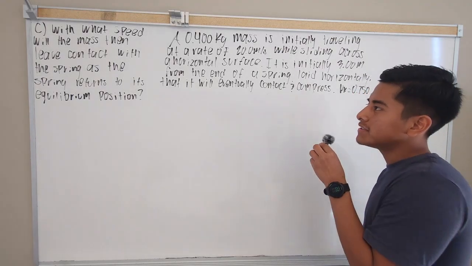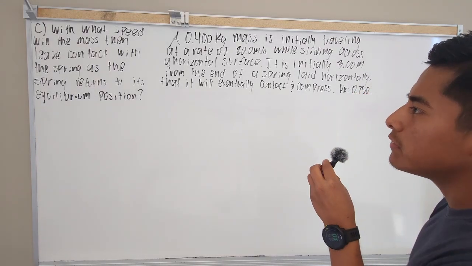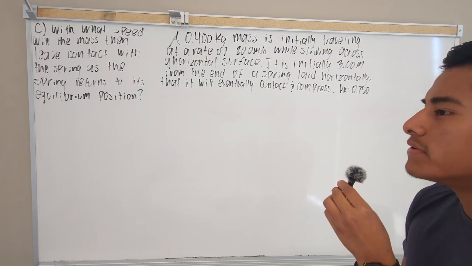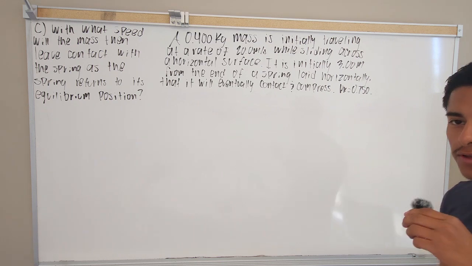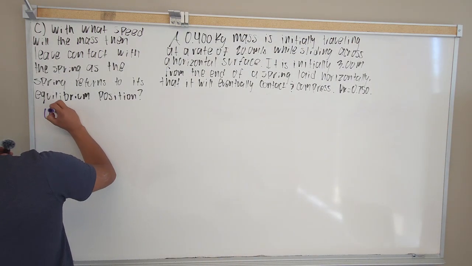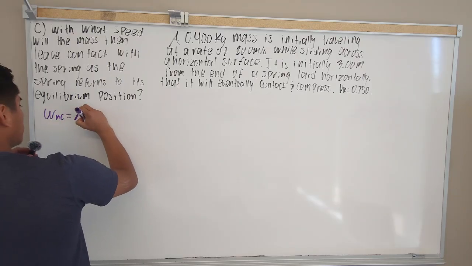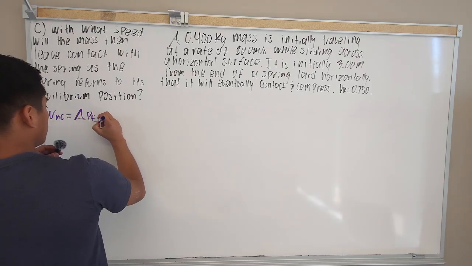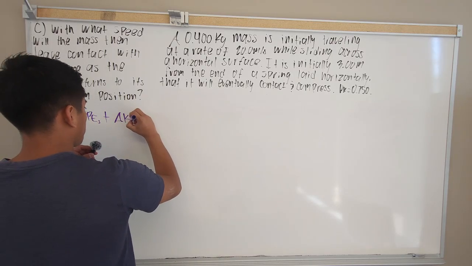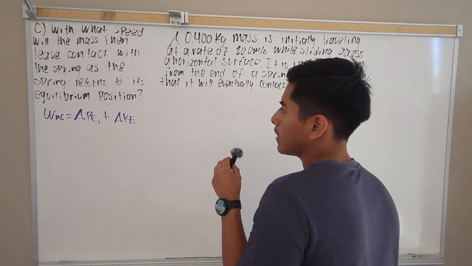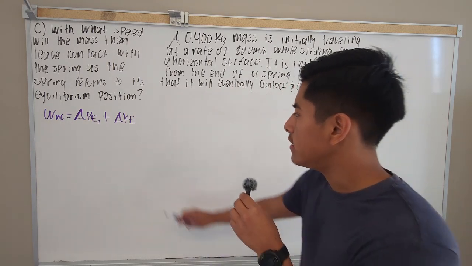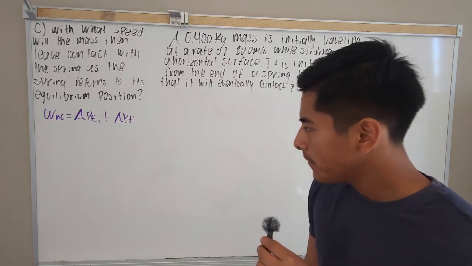The final part C says, with what speed will the mass then leave contact with the spring as the spring returns to its equilibrium position? So to do this one, we're going to use the same formula as the last part, which was the work done by the non-conservative forces is going to be equal to the change in potential energy, specifically spring potential energy, plus the change in kinetic energy. And it's asking us with what speed. So we want the final velocity, and that is going to be found in this one right here.